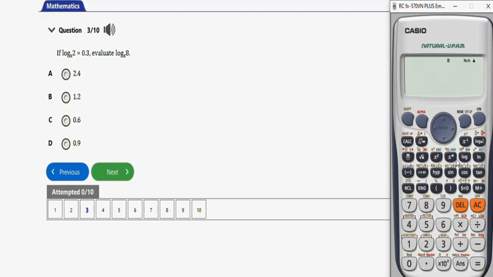So it will be log base 10.079. Come to this box and put your 8. So that's what it means to solve this question. Let's press equal to now to get the output. So we have it to be 0.9. The right option is option D. So it's as simple as this. Let's solve the next question.